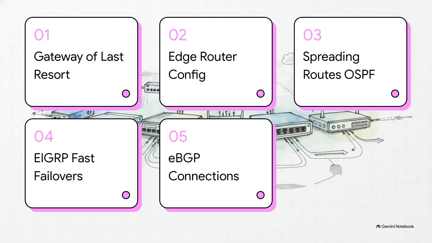Here's our roadmap for today. First up, the gateway of last resort. Second, edge router configuration. Third, spreading routes via OSPF. Fourth, EIGRP and fast failovers. And finally, eBGP, connecting to ISPs.